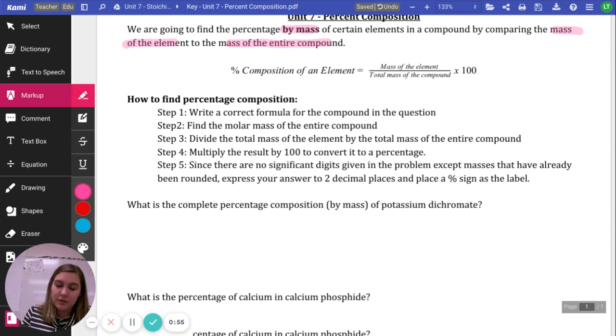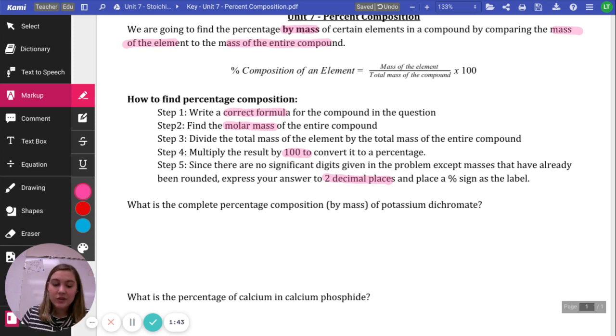So let's go through our steps. Step one, you need to write the correct formula for the compound. This goes back to using our naming rules. Is it ionic or covalent, swap, drop, reduce, all of that fun stuff. Then we find the molar mass of the entire compound. To do that, we add up all of our masses from the periodic table and multiply them by the subscripts. Then you divide the total mass of the element in the compound by the total mass of the entire compound, and multiply the result by 100 to convert it to a percentage. Since percentages don't really have sig figs the way we traditionally have them, we always express our answer to 2 decimal places with a percent as our units.